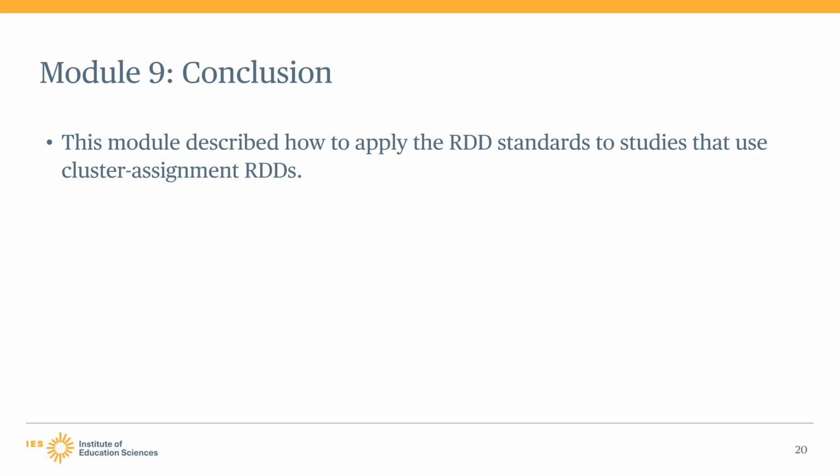This module described how to apply the WWC's RDD standards to cluster assignment regression discontinuity design studies. We discussed the unique considerations needed when applying the 5 RDD standards, which may vary depending on whether the review is focused on the effects of the intervention on individuals or the effects of the intervention on clusters. The next module in this training series will focus on the unique considerations needed when estimating effect sizes from regression discontinuity design studies.